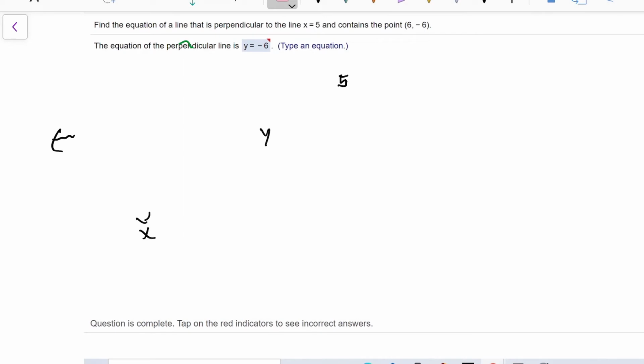Okay, hello everyone. So for today's discussion, we will be finding the perpendicular line of the line x, given the line x is equal to 5. Okay, let's first graph this.